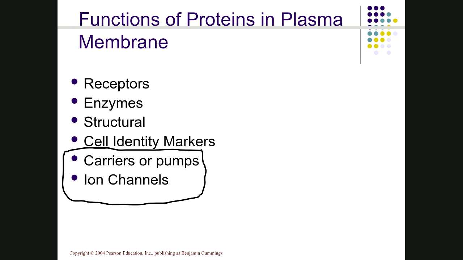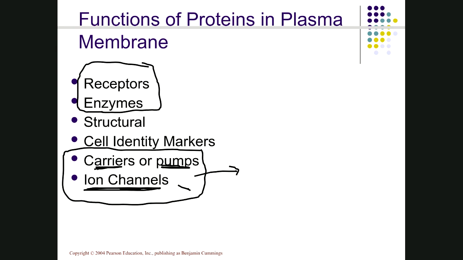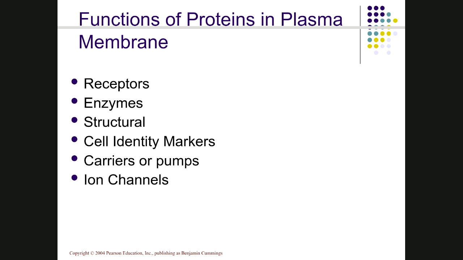And then we'll come back later on and we'll talk about some of these other things as well. But for now, let's look at this. Two functions that membranes can have in the plasma membrane is they can be pumps. Pumps are just carriers. And then they can also be ion channels. And ion channels are basically just like pores, holes in the membrane. So let's look at these. Let's look at ion channels first.